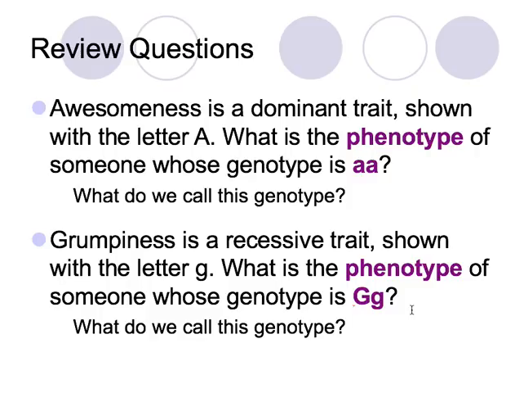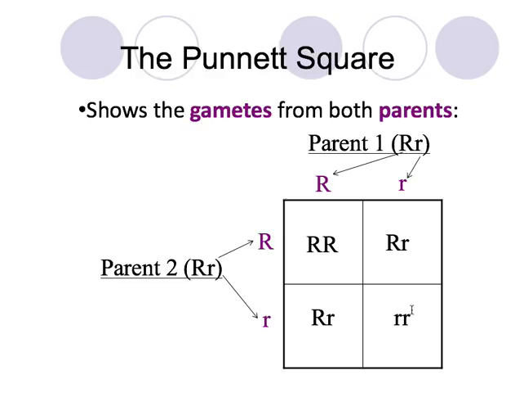All right, grumpiness is a recessive trait shown with the letter G. What is the phenotype of someone whose genotype is big G, little g? Well, hopefully happiness is the opposite of grumpiness. And since they have one dominant trait, they are going to appear happy. And so that genotype is considered to be heterozygous.